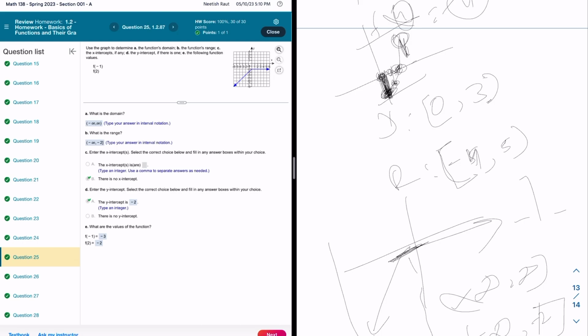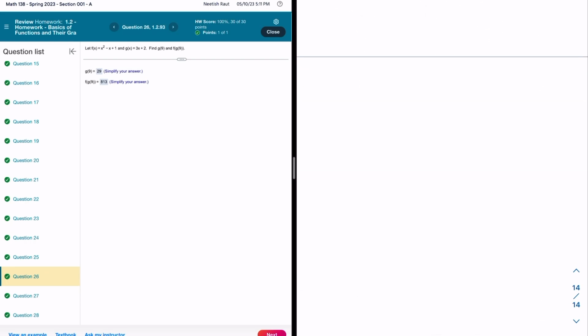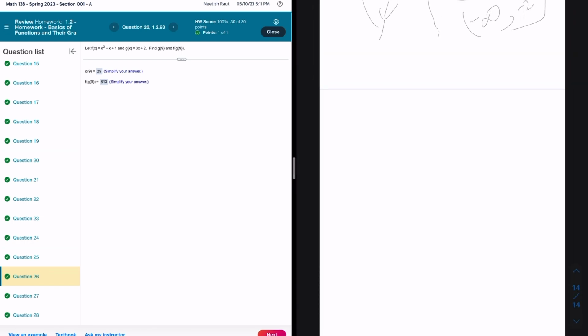And look at the x-intercept. Is there an x-intercept anywhere where y is 0? No, so there is no x-intercept. Look at the y-intercept. So look at the y-axis where x is 0. We have -2, so -2 is the y-intercept. Now find the value of f(-1) and f(2). We already know that, so I'm not going to tell you now. Let f(x) equal to this and this. Okay, it's the same thing. Plot the given value, that's it.